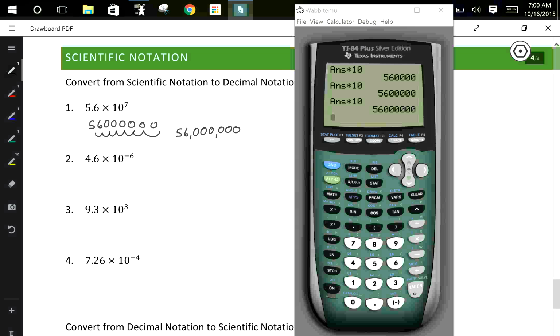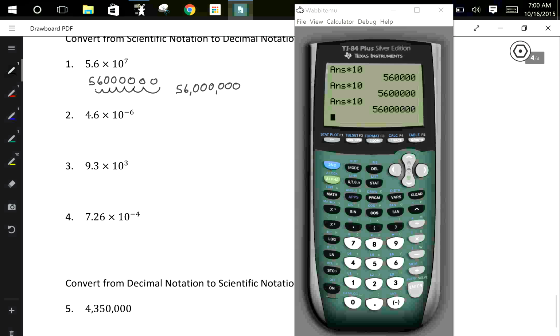Now we can do the same exact thing here, except it's a negative. So what I would do is, just like you saw the pattern here, the 10 to the whatever moves the decimal point, but since it's negative, it actually moves it the other way. So this would become 0.00000046, because that decimal point moved over 1, 2, 3, 4, 5, 6 spaces.